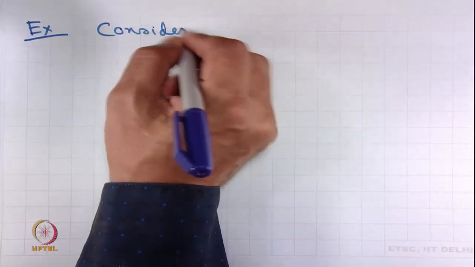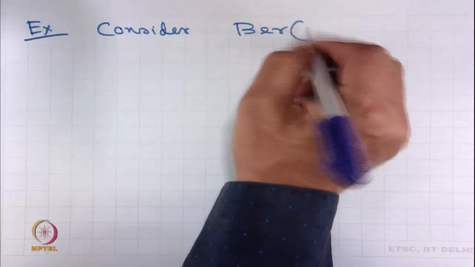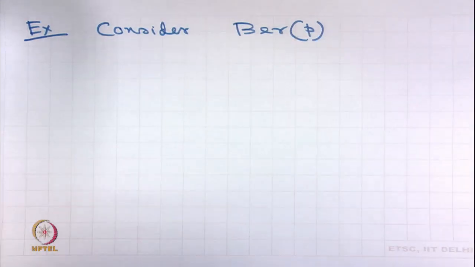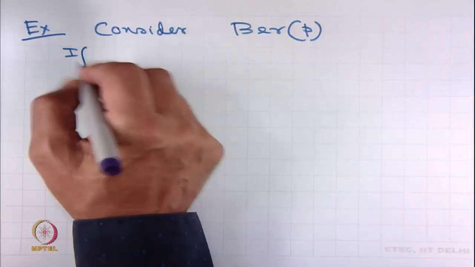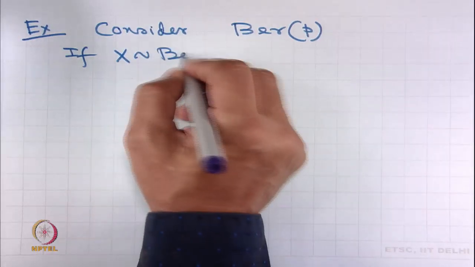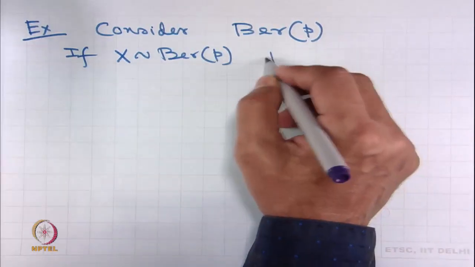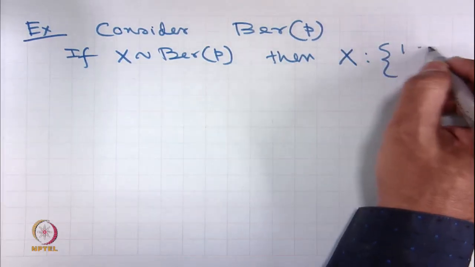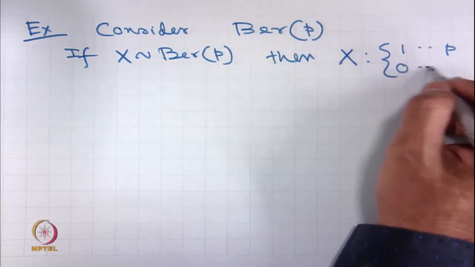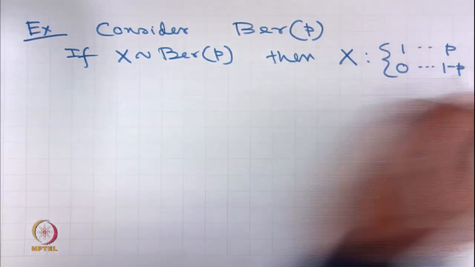Another example, consider Bernoulli P. What is a Bernoulli distribution? We know that if I toss a coin, then P is the probability of head, or mathematically if x follows Bernoulli of P, then x can take two values, 1 with probability P and 0 with probability 1 minus P.